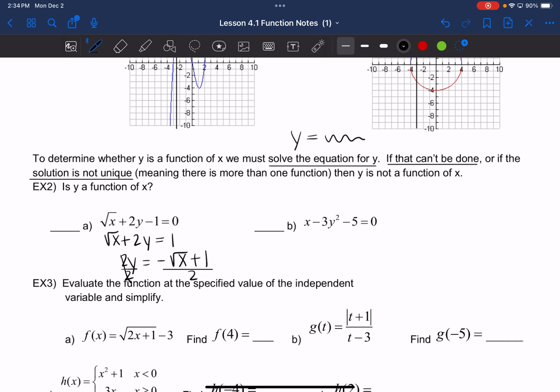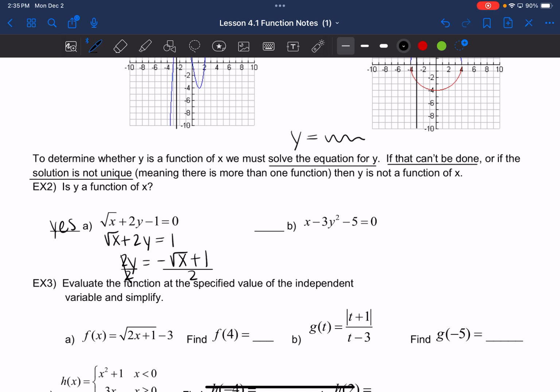All right. So did we get y by itself? Yeah. And did I come up with more than one equation over there on the other side? So, if I solve for y, and I only get one answer, is it a function? Yes. So my answer is yes, this is a function. Same thing for B.